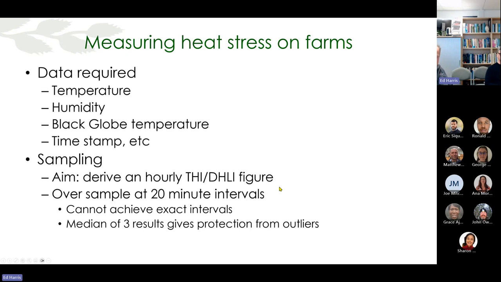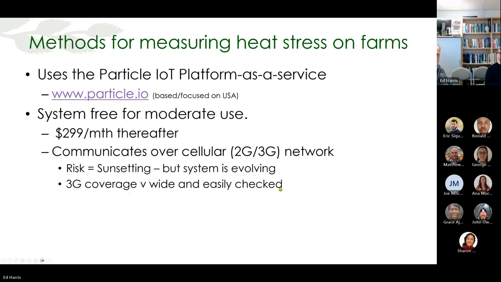So you're starting to improve the data quality. So how have I been doing it? The main hardware I've been using is a system called Particle. I don't know if anyone's familiar with it. More than happy to share what I've been doing. I've got a couple in the car, they're fairly clean now.